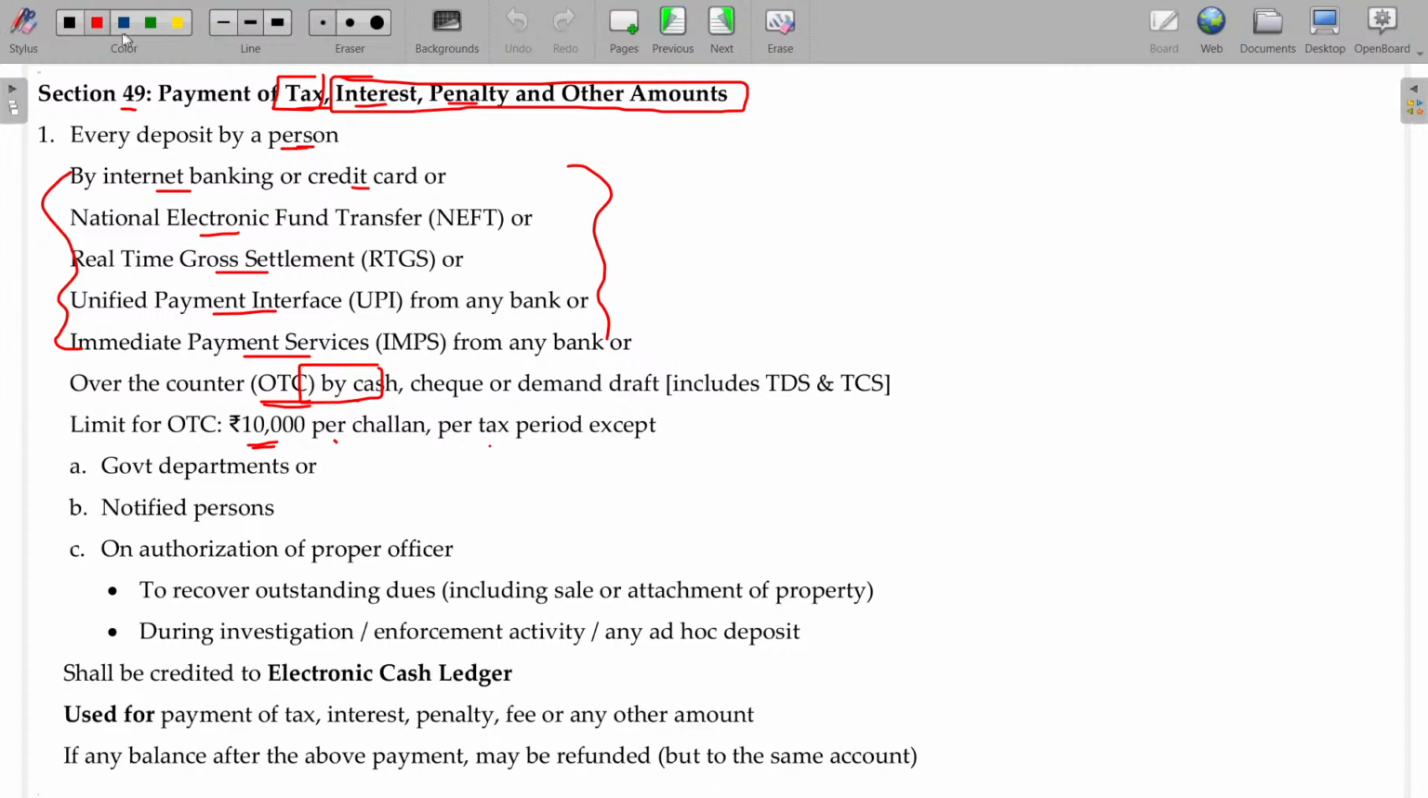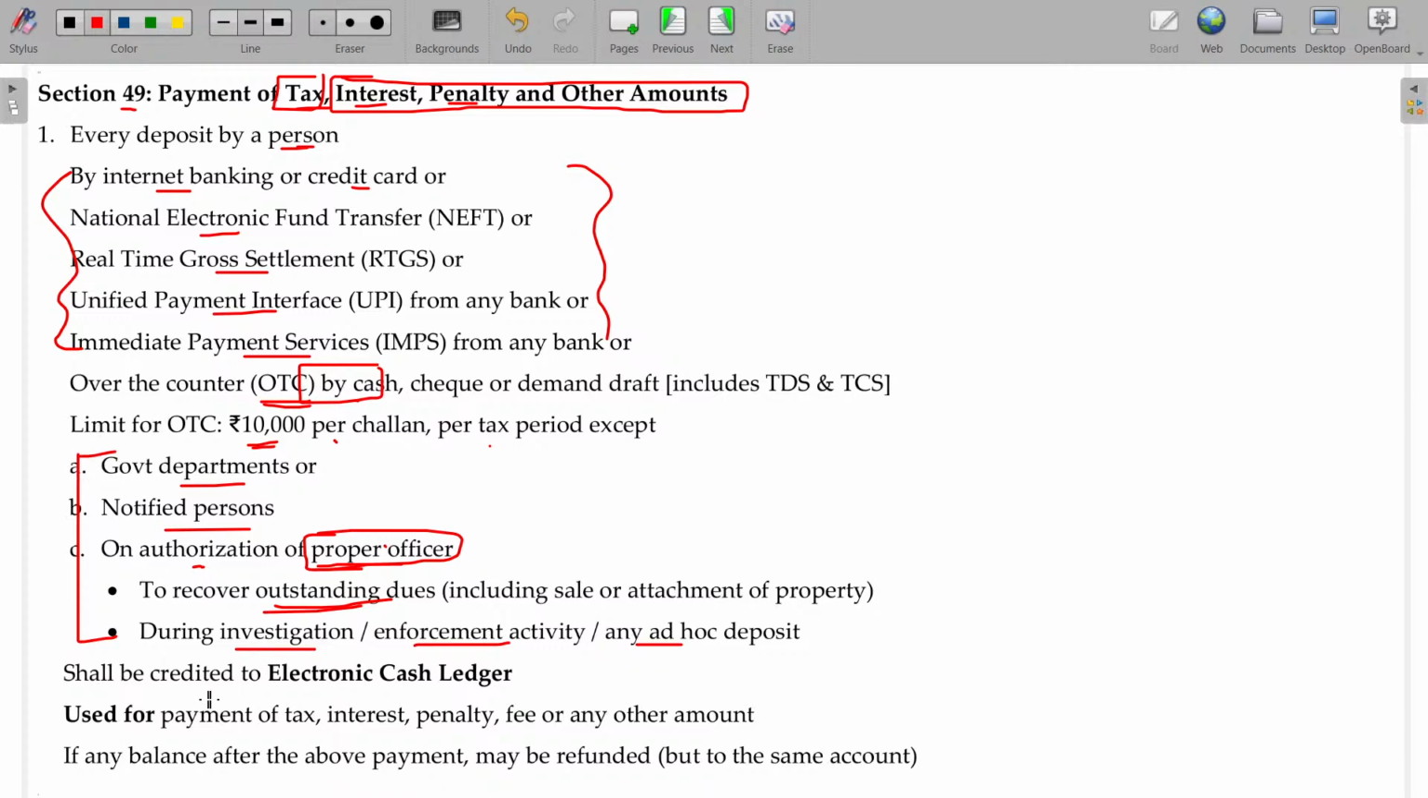But this will not be applicable for government departments or notified persons, or if the proper officer authorizes, then they can deposit. The proper officer authorizes only when there are outstanding dues and asks him to deposit, and he gives the permission. During investigation, enforcement activity or any ad hoc deposits, the proper officer may authorize. In this case only you can pay the amount in cash.